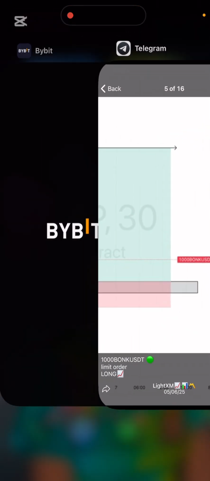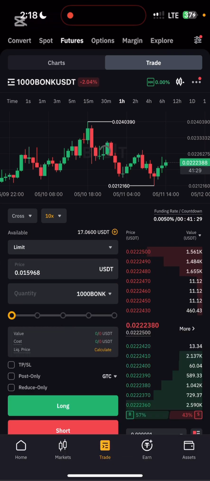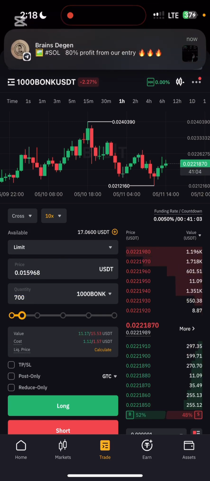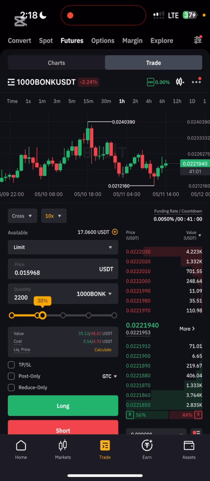After putting your entry, you are going to click on the quantity, the amount of money you want to be risking, depending on your risk management. So if it is 50% of your account, 30%, 15%, it is advisable to always use 10% of your account as a newbie trader. So I'm using 10% of this account.